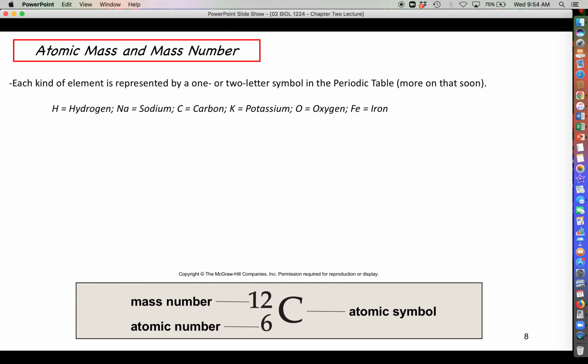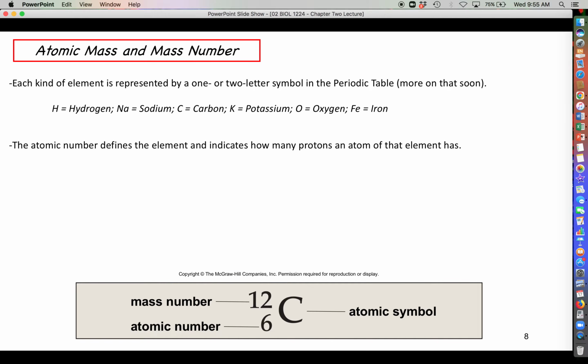That is the case for hydrogen, carbon, and oxygen, but sodium does not go by the symbol S or SO. Potassium does not go by the symbol P or PO. Iron does not go by the symbol I or IR. So just don't let yourself think that every element is going to have an easily identifiable symbol.